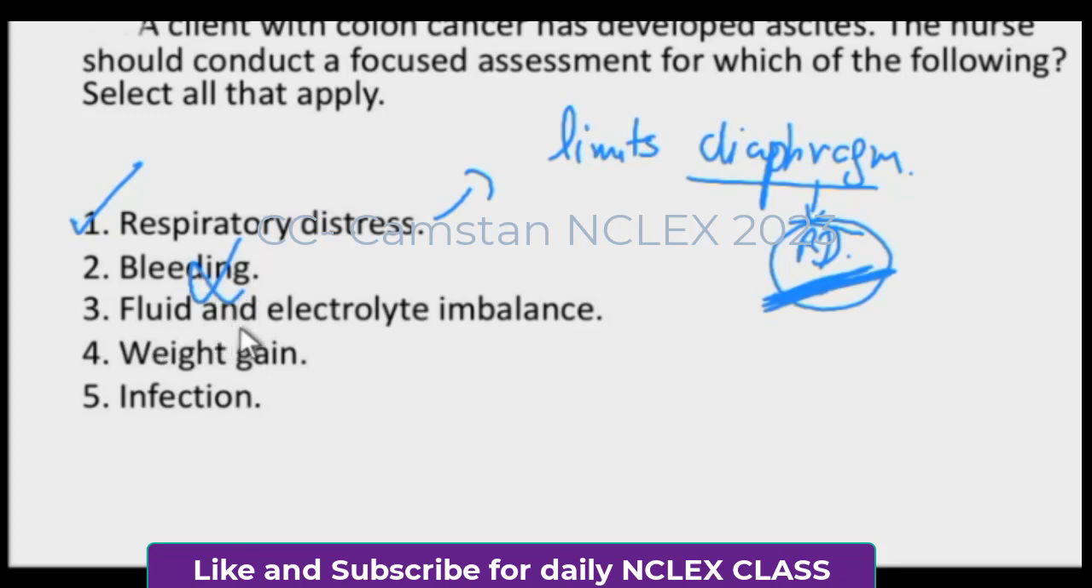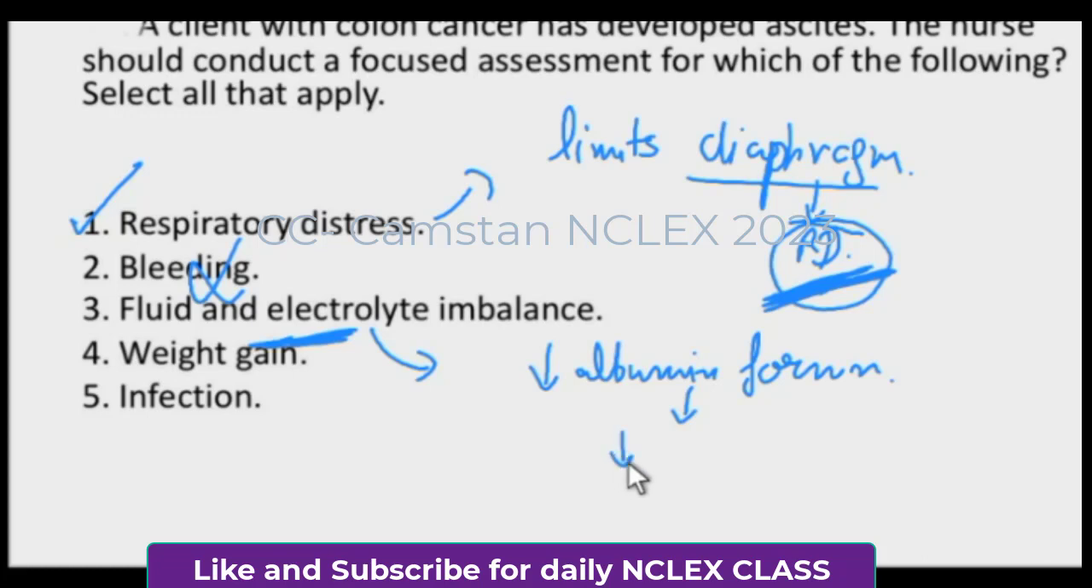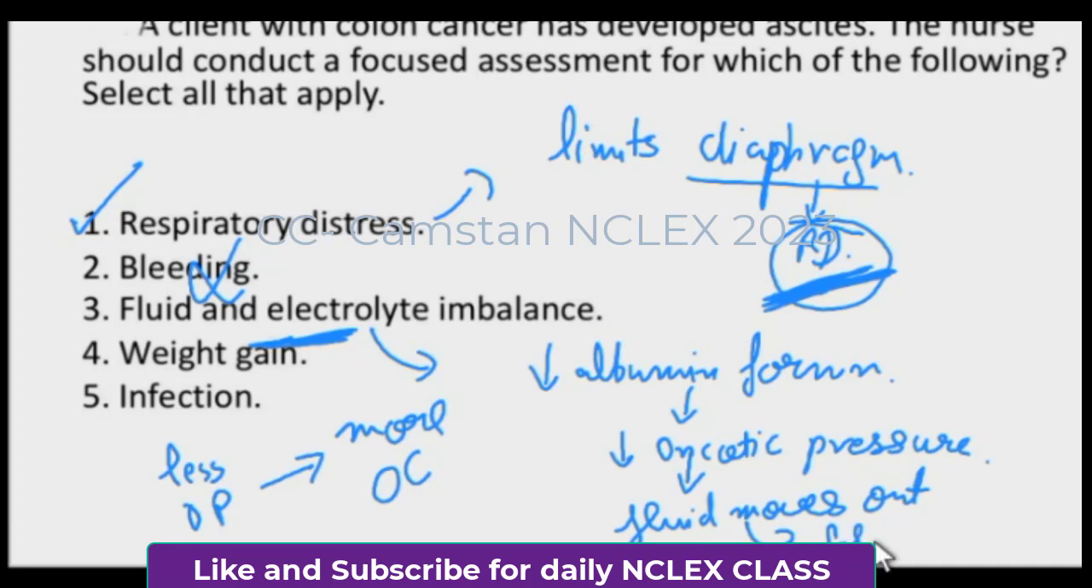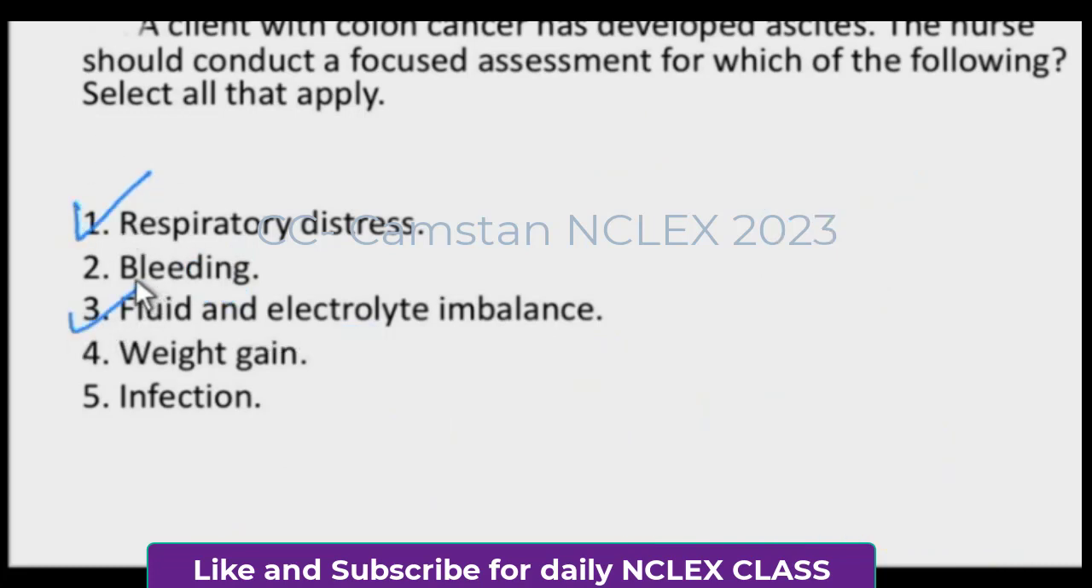Third one is fluid and electrolyte balance. Well, what happens is during ascites there is decreased albumin formation by the liver, so it leads to decreased oncotic pressure, that is decreased pressure in the intravascular compartment. So we all know that fluid moves from less oncotic pressure to more oncotic pressure. So the fluid moves out and it leads to fluid and electrolyte imbalance. So with first one, third one is also correct.